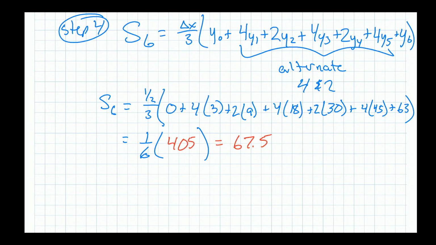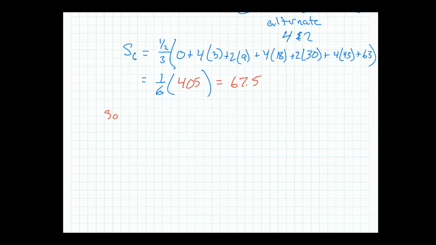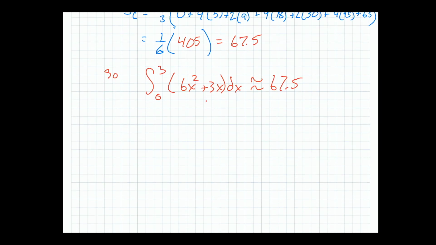Okay, so 67.5, and so we said the integral from 0 to 3 of 6x squared plus 3x is approximately 67.5, and we checked it, and actually that's the exact value as well. Actually, we're exactly right. Now, why would we be exactly right? Why would it come up right?